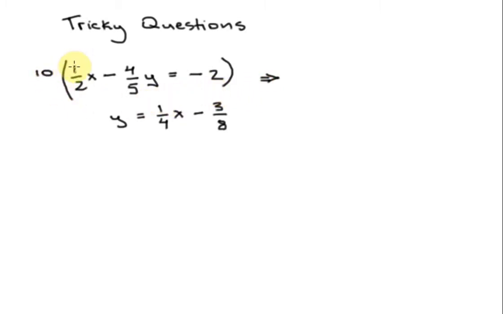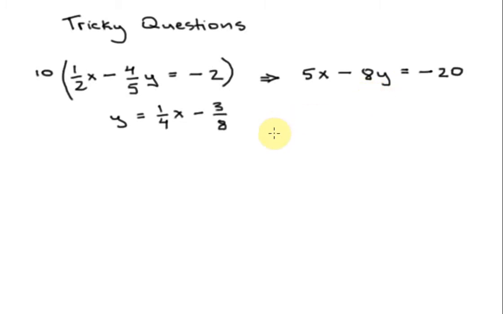So 10 times 1/2 would be 5x. And then I've got minus, and then this would be 10 times 4, which is 40, divided by 5, so that's 8y. And then over on the right side, I've got 10 times -2, so that's -20. Doesn't that look a whole lot nicer to work with? I think so. I think that's really an important first step.